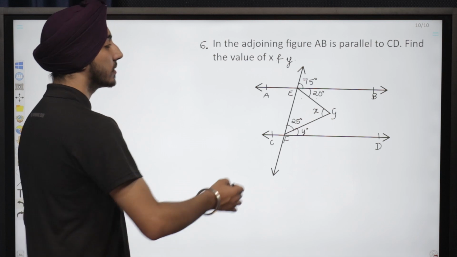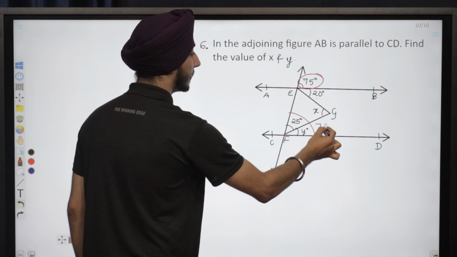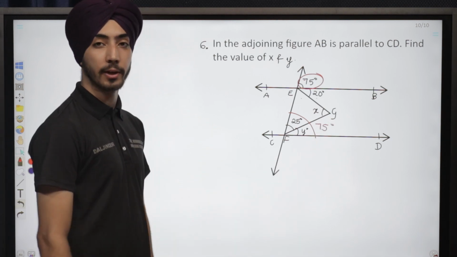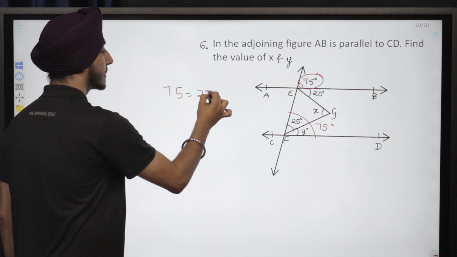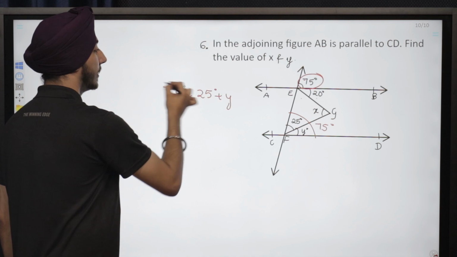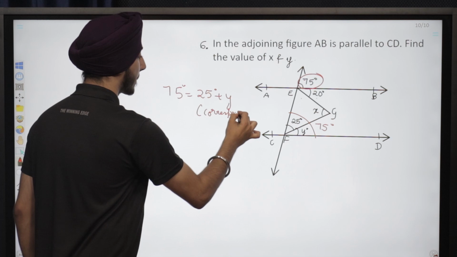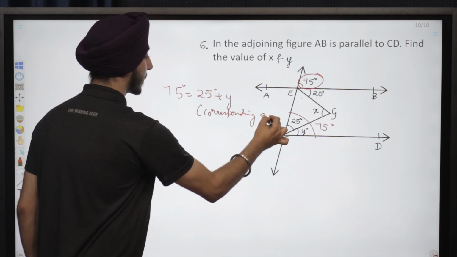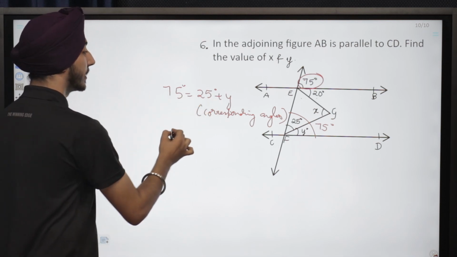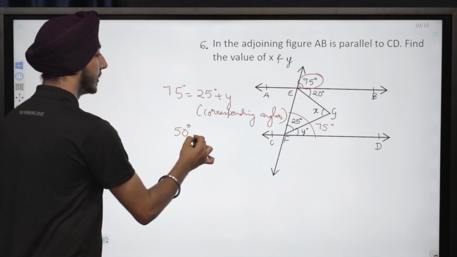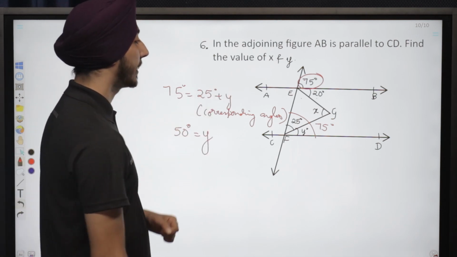Okay. So this angle is 75 degrees. This complete angle will also be 75 degrees. Why? We have already studied that they are corresponding angles. So we'll simply write down 75 equals 25 plus y, and then you write down the reason, corresponding angles. So 25 will come on to this side. 75 minus 25 will give you 50 degrees. So the value of y is 50 degrees. Right? Now we need to find out the value of x.